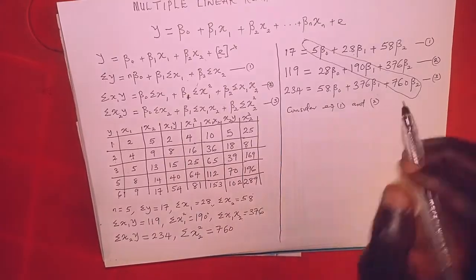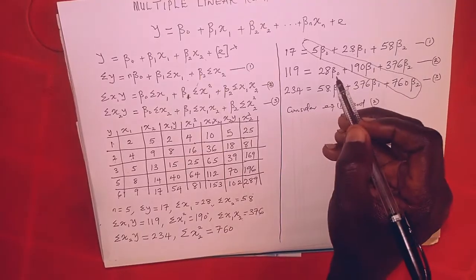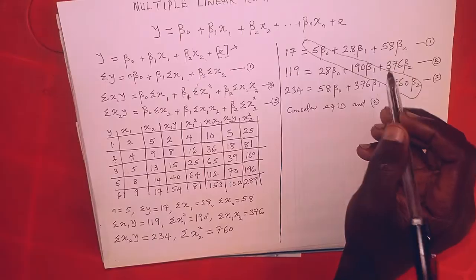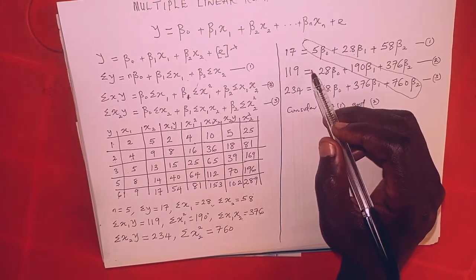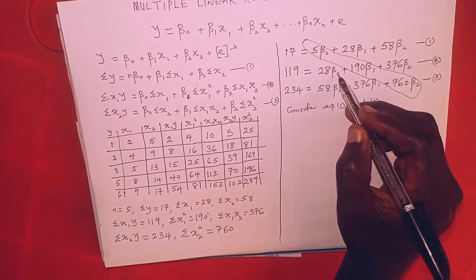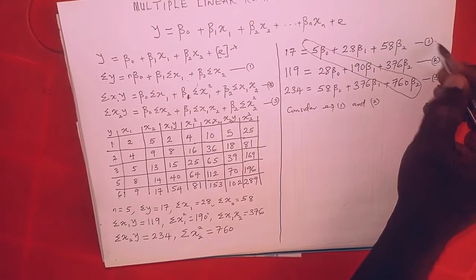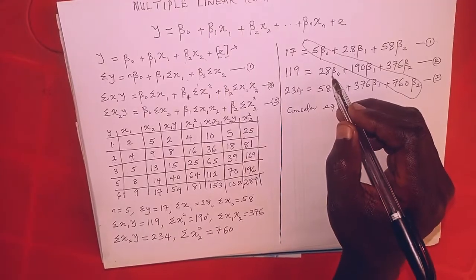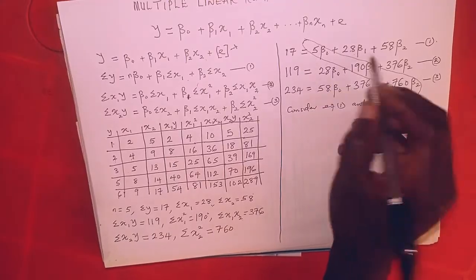And what do we do? Now, this is equation 1, equation 2. The coefficient of beta naught in equation 2, we're going to use it to multiply the whole of equation 1. And the coefficient of beta naught in equation 1, we're going to use it to multiply the whole of equation 2. So the coefficient of beta naught in equation 2 is 28. So which means we are going to use 28 to multiply the whole of equation 1.